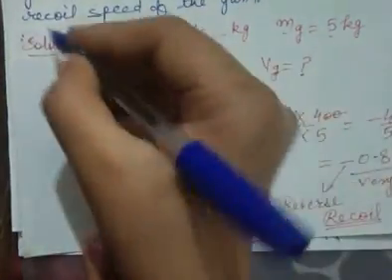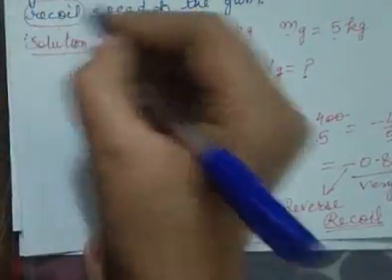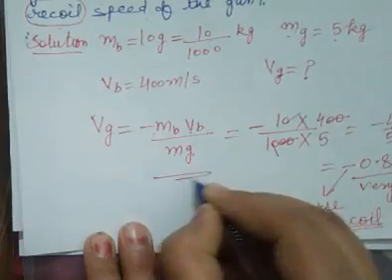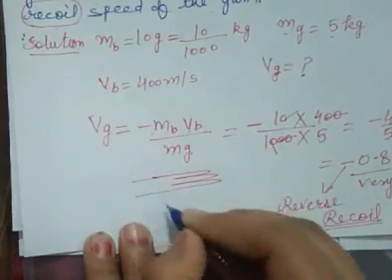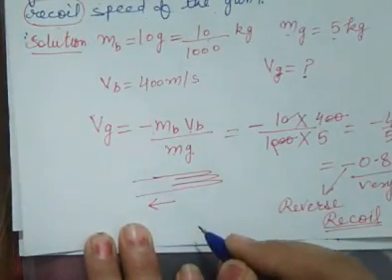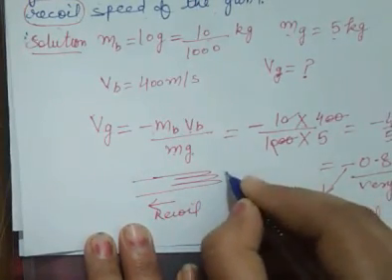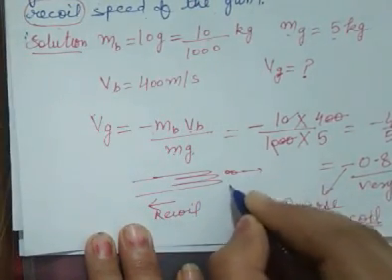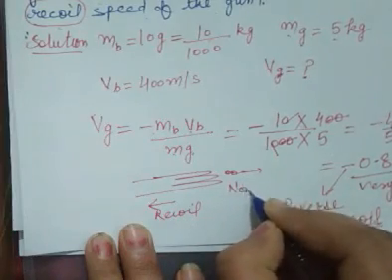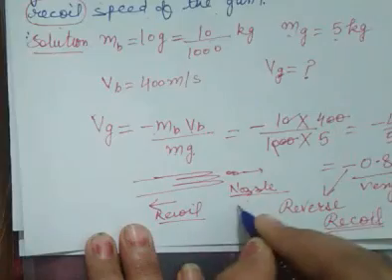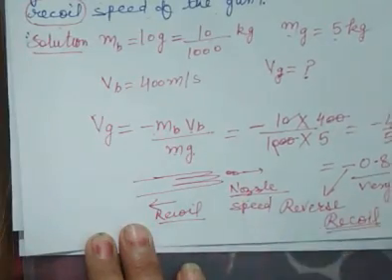So question is recoil, reverse direction. Okay, the velocity with which our gun moves in backward direction is recoil. And the velocity with which bullet is fired, that is known as nozzle velocity, nozzle speed. This one is recoil speed and this one is nozzle speed.